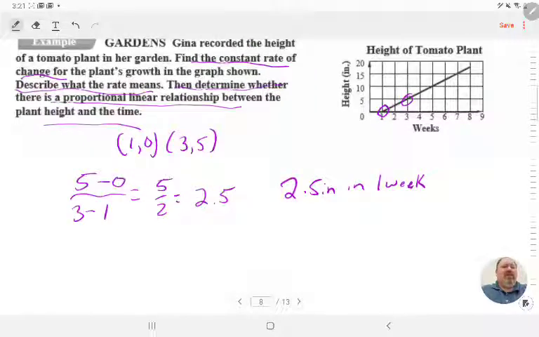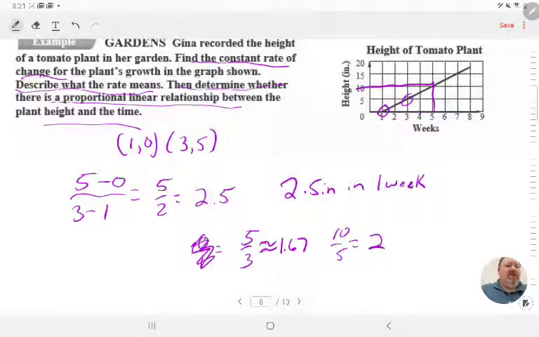in height. Well, again, we just need to make a couple of ratios. We have 1, 0, so we do y over x. It's got to be non-zero numbers. So let's do 5 over 3. That's going to give me approximately 1.67. And then we could do 5 and 10. So that would be 10 divided by 5, and that's going to give me 2. Well, already I don't need to do any more points because I already know that these two are not equal. And if it's not the same number, then it's not proportional. So not proportional.